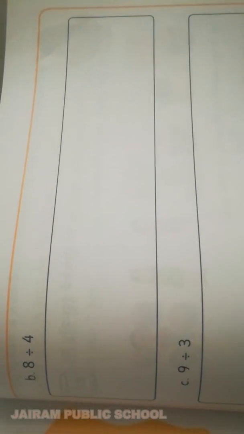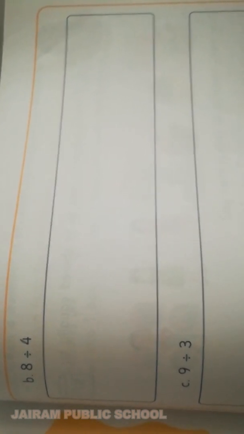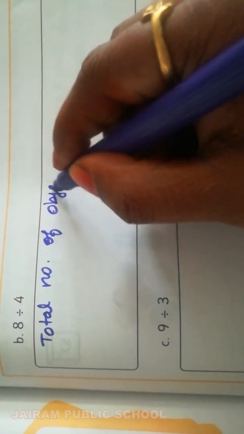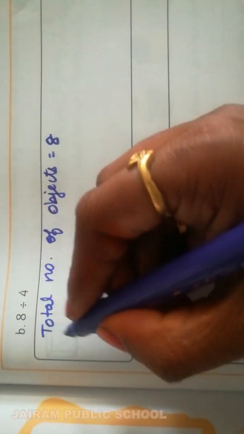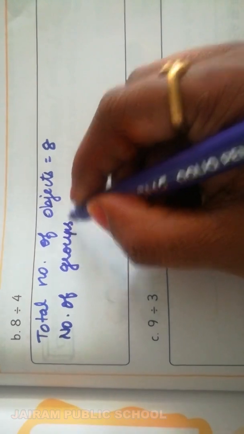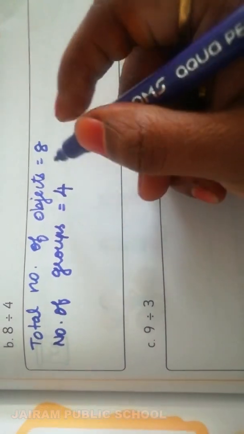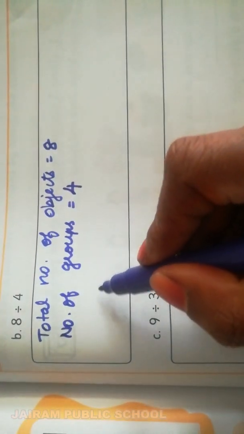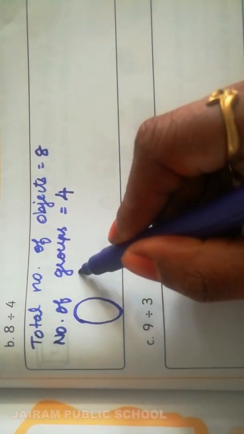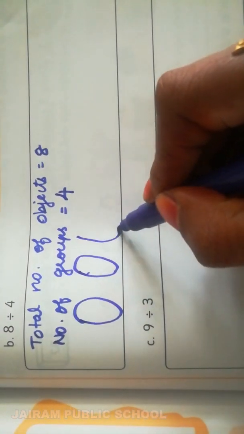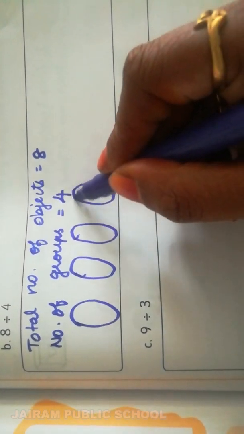Now next, page number 119 in your studio book. B option, 8 divided by 4. Here the total number of objects is equal to the first number, 8. Then the number of groups is equal to the second one, 4. Now we have to draw the groups. 1, 2, 3, 4. There are 4 groups.